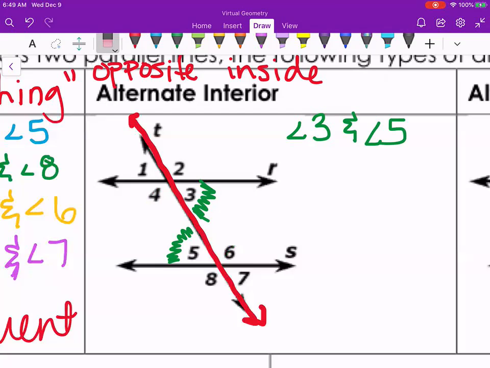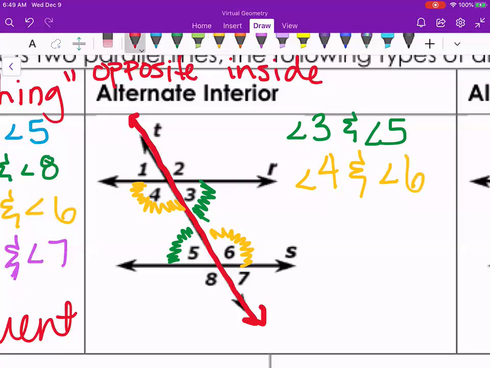They cannot be neighbors. Now let's go to the other side of that transversal, angle 4. Okay, I can't use angle 3 because it's a linear pair. So my options are 5 and 6. Well, 5 is on the same side as 4, so 5 is out. So 6 is my leftover. So angles 4 and 6.